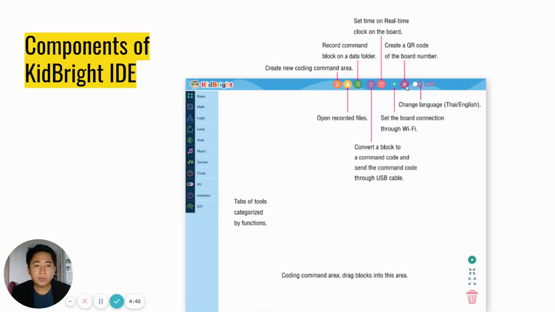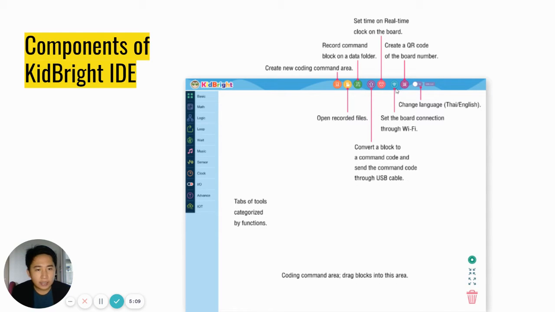And then the second button here is for QR code. So for the future lessons, we're gonna use this QR code. So if you click this, a QR code will appear, and then your phone can scan that QR code, and then your phone will be connected with your KidBright board, okay? And that's for other lessons, okay?